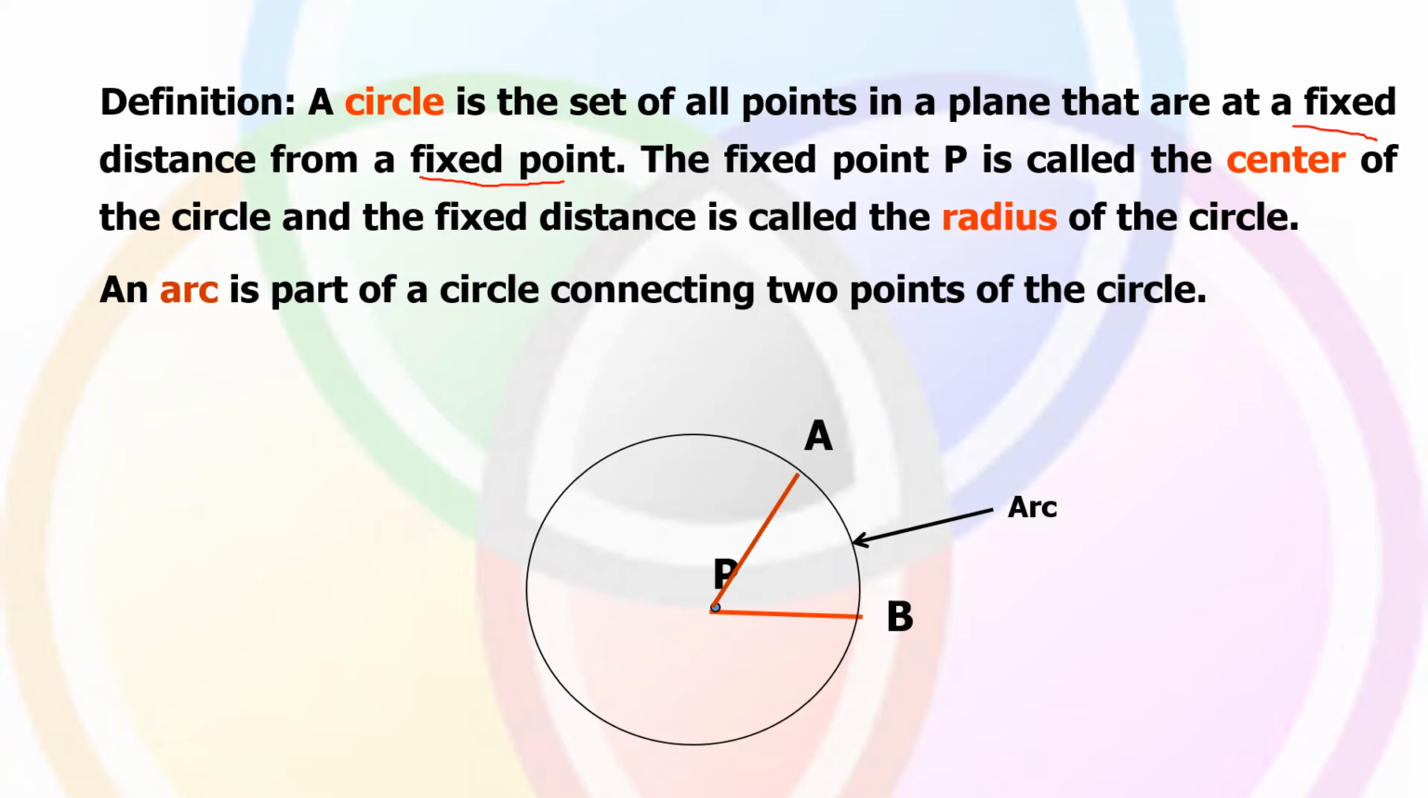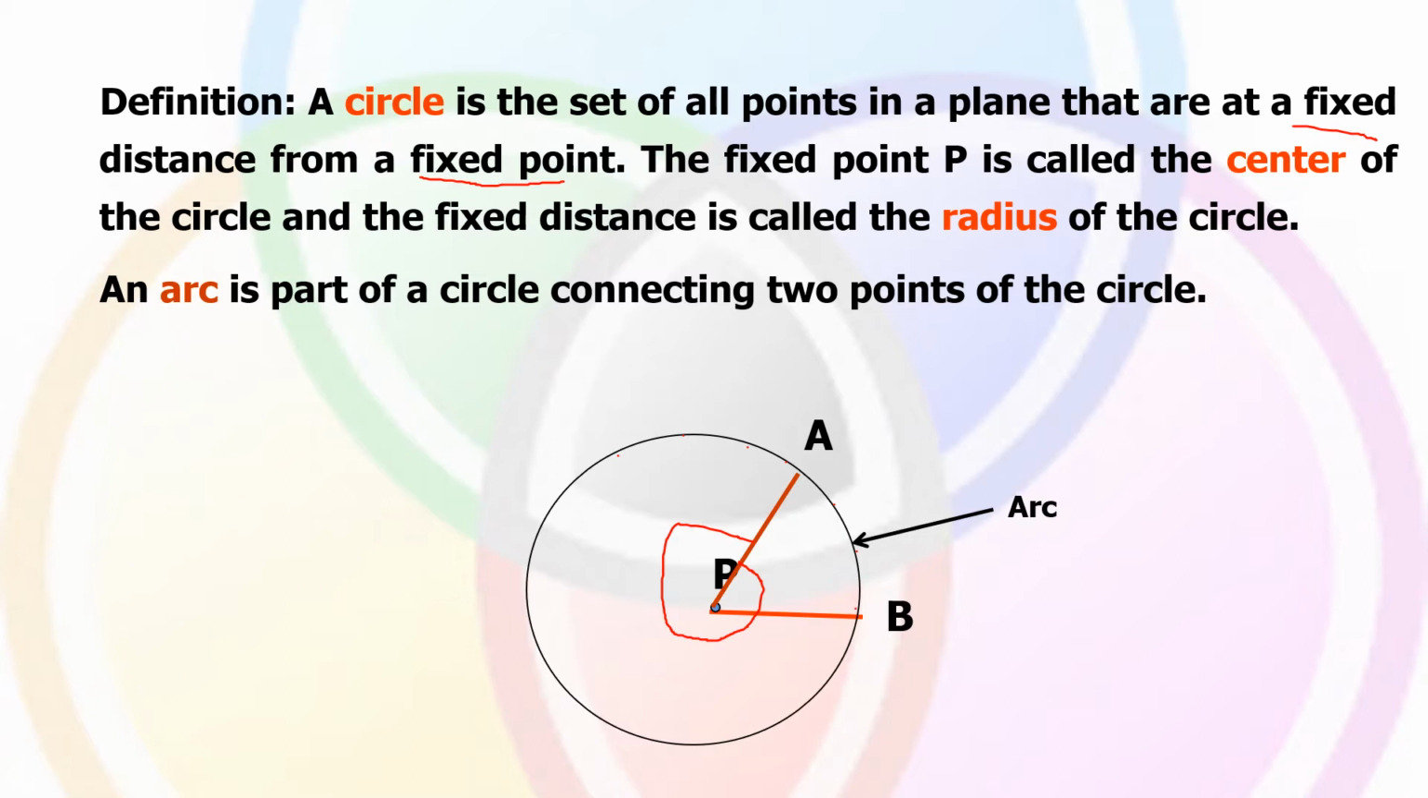It is the collection of all those points in the plane. That means the points which are lying on the boundary here. We can take infinitely many points. So this is the collection of all those points which are at a fixed distance from this fixed point.